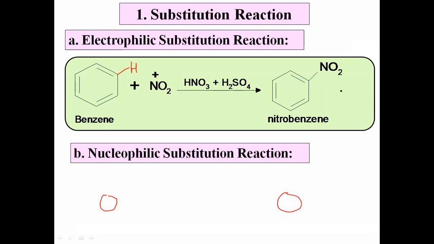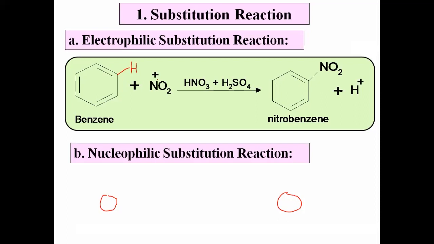There is a replacement of hydrogen by NO2 plus ion, hence it is a substitution reaction. NO2 plus ion means a positively charged ion, means electrophile. Positively charged ions are called electrophiles, and thus in this reaction, the hydrogen atom from benzene is replaced by an electrophile. Therefore, this is called electrophilic substitution. This is nitration of benzene, and nitration of benzene is an example of electrophilic substitution reaction.